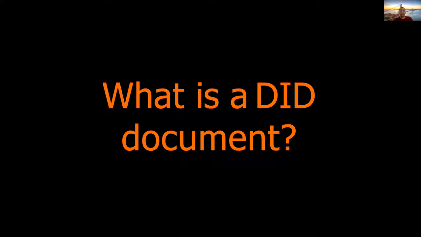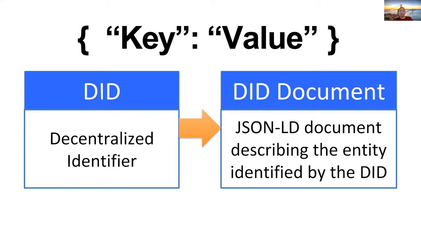So it's like a key value pair. Basically, we have decentralized identifiers, and it would be resolved to basically a JSON-LD document describing the entity. Why do we need a DID document? Because a DID is just an identifier, which is just numbers, for example, and you don't get much from that. It should be resolved to some sort of more metadata that gives you more information on how to interact with that user.